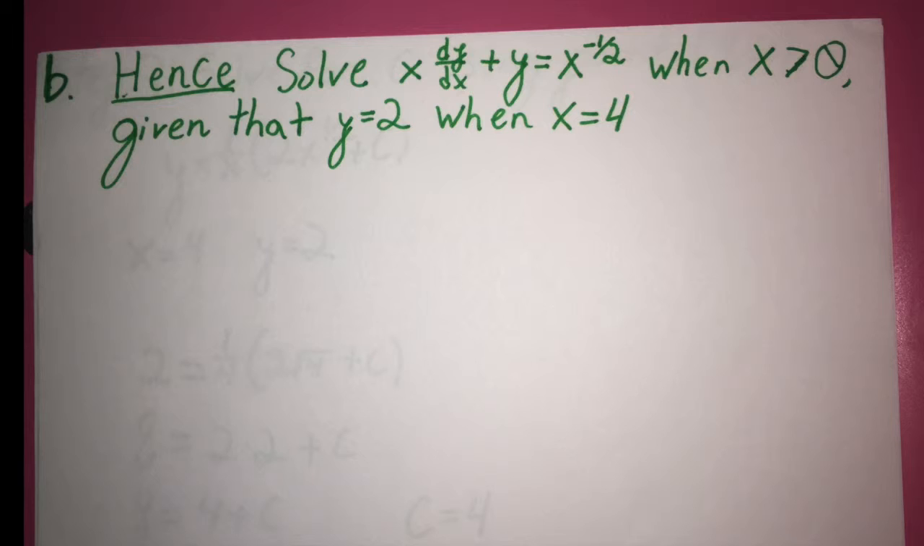Moving on to part B: hence, solve x dy/dx plus y equals x to the negative 1/2, where x is greater than 0, given that y equals 2 when x equals 4. We're going to have to pay very close attention to that word "hence," which is IB slang for do it the way we just told you to do it in the part before.